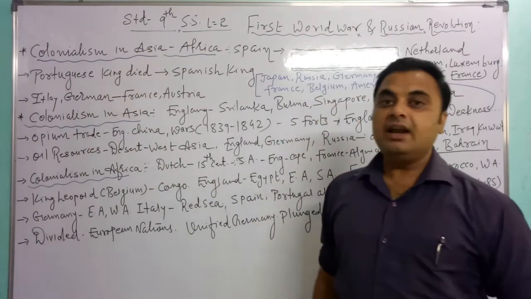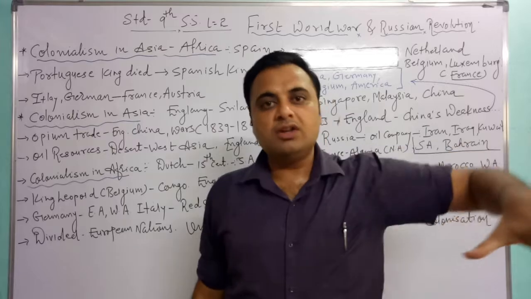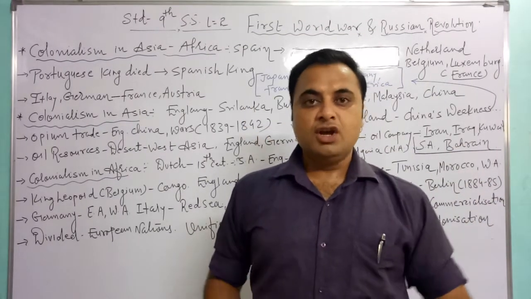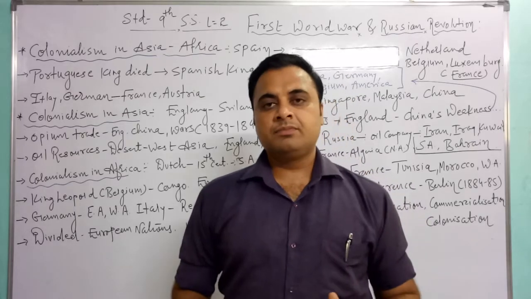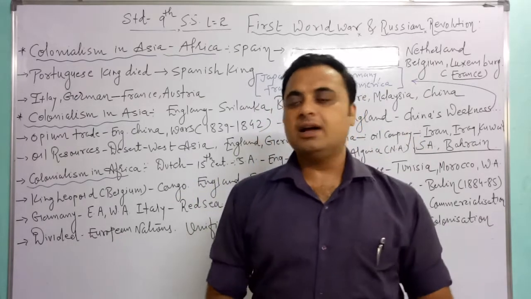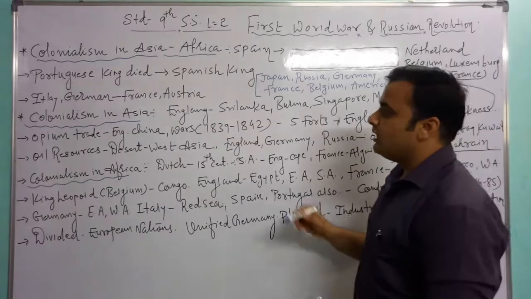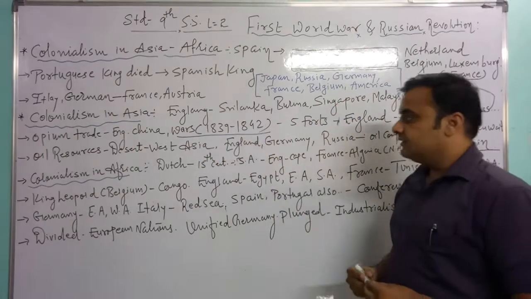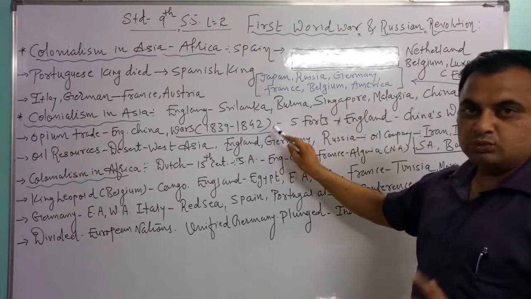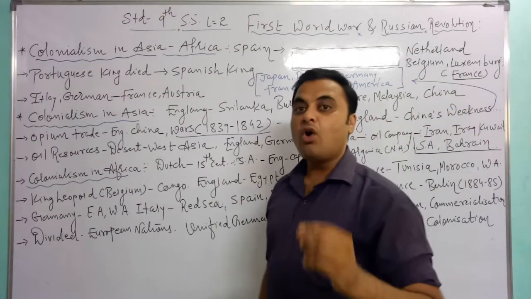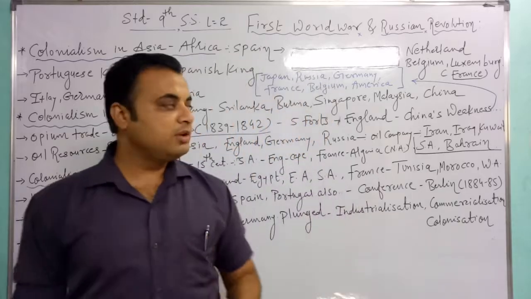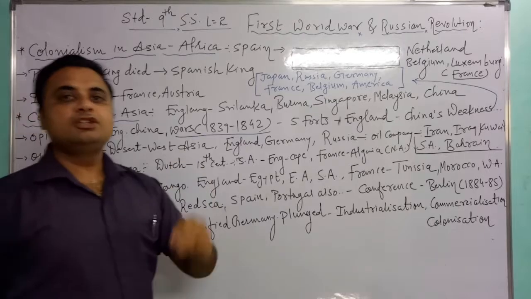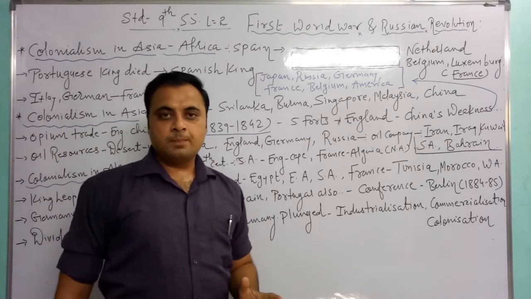So England wanted to take over all the opium agriculture from China. That's why the war started between England and China, and this war is known as the Opium War, between 1839 and 1842. You have to remember this regarding the Opium War. And China lost this Opium War.